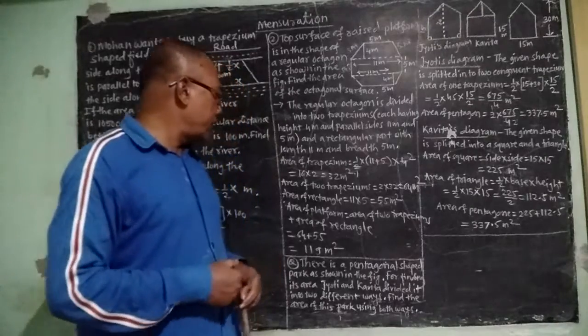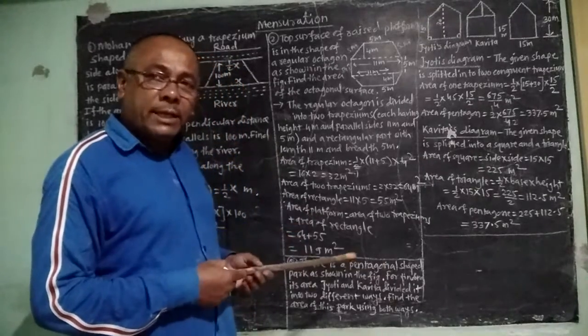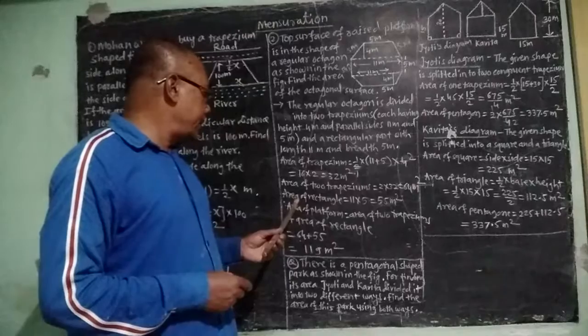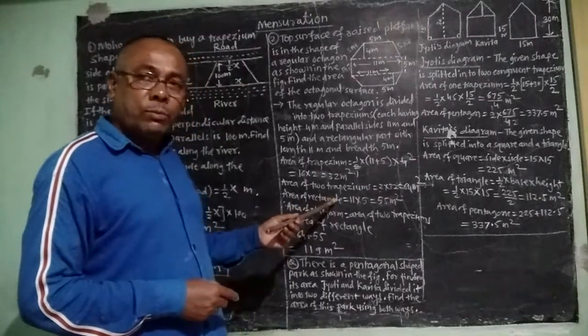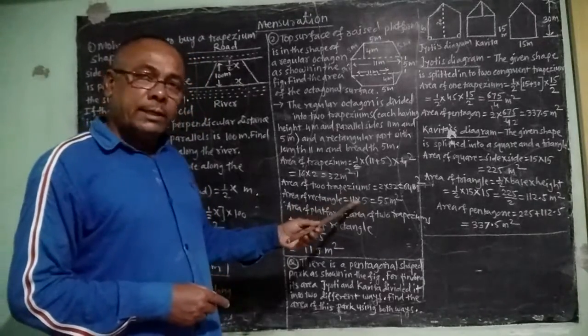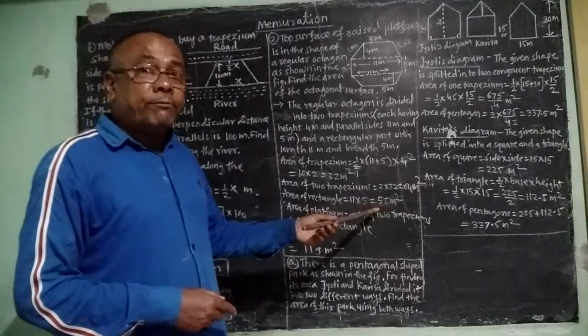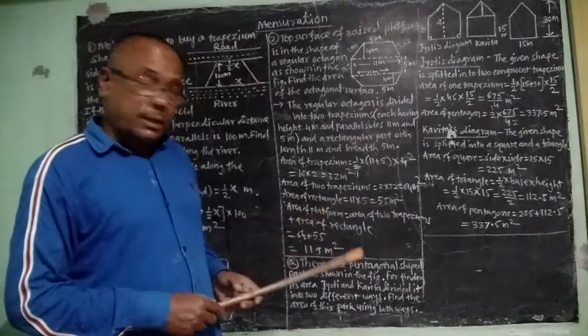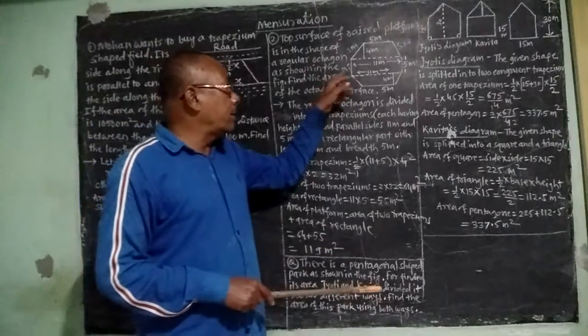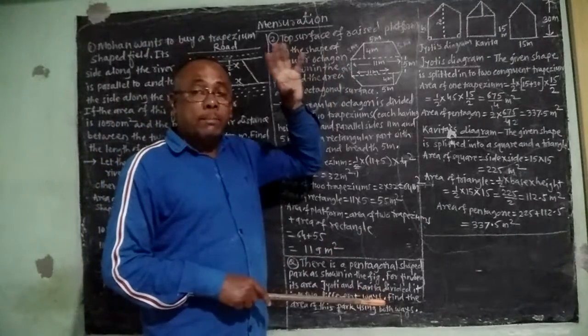64 meters square. And now we will find the area of a rectangle. That is, area of a rectangle is equal to 11 into 5, and 11 5s are 55 meters square. And now we will find the area of the octagonal platform.